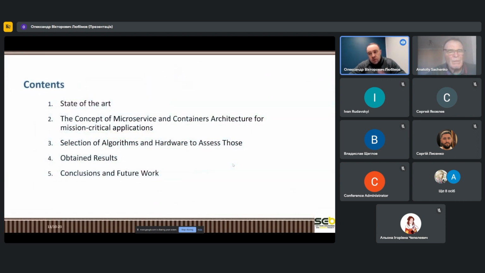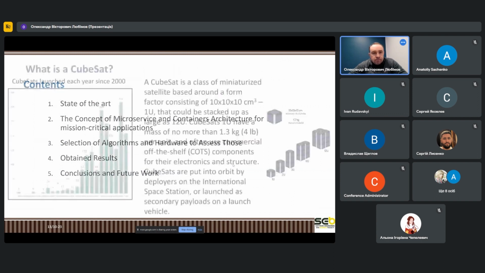So the structure of the paper will be pretty simple. We'll look into what is out there, what is used today as the software for the CubeSats. We'll discuss the concept of using microservices and container architecture for mission-critical applications. And then we'll go to the experiments and discuss algorithms and hardware that was used for assessing the hypothesis in the paper. And then we'll go to the results and get to the conclusions at some point.